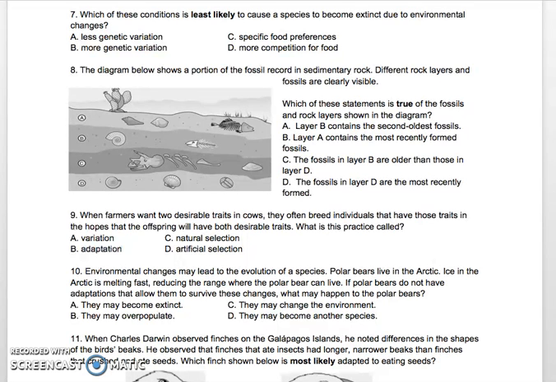Number 10. Environmental changes may lead to the evolution of a species. Polar bears live in the Arctic. Ice in the Arctic is melting fast, reducing the range where the polar bear can live. If polar bears do not have adaptations that allow them to survive these changes, what may happen to the polar bears? A. They may become extinct. B. They may overpopulate. C. They may change the environment. D. They may become another species.